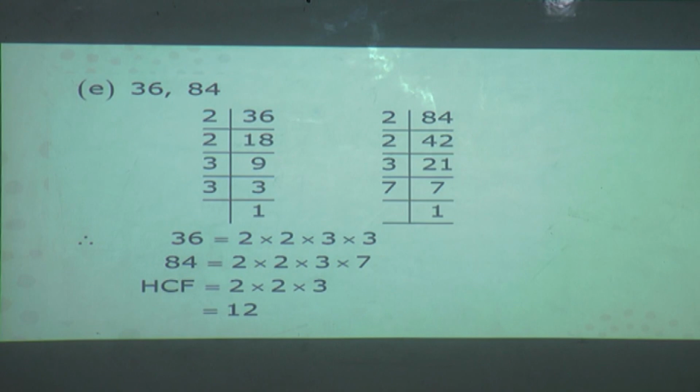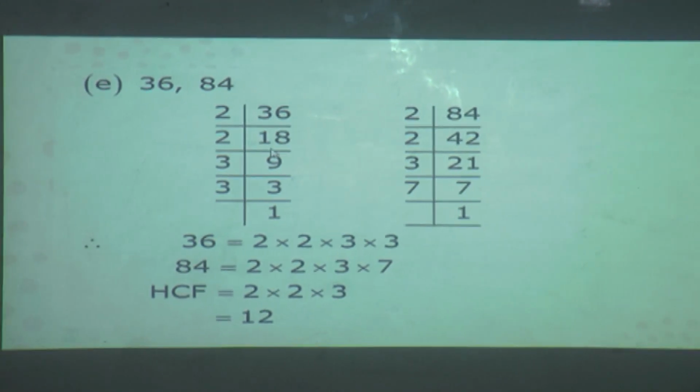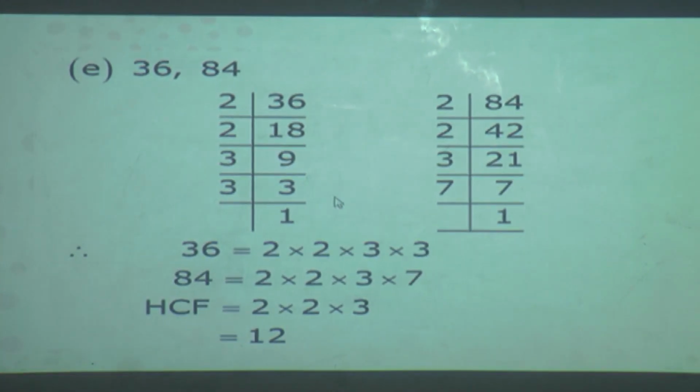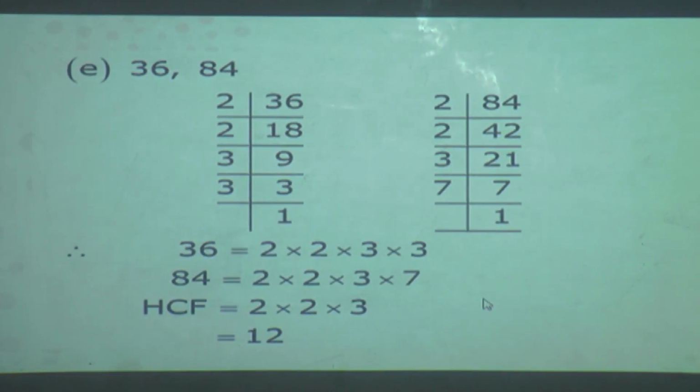Let us see the next example. 36 and 84. Now again we will divide it by division method. So see here, 2 1s are 2. 3 minus 2 is 1. 1 and 6 becomes 16. So 2 8s are 16.